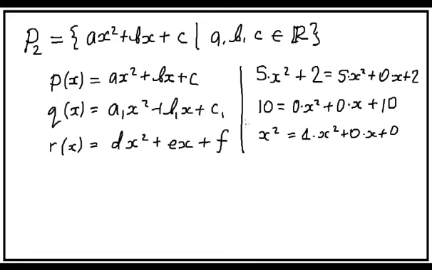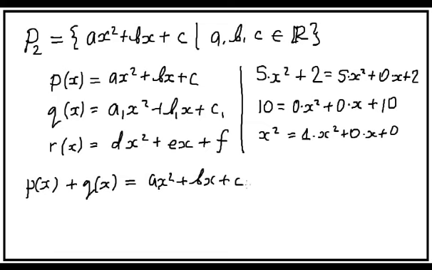So in this space, addition of polynomials and scalar multiplication are defined the usual way we expect them to be defined. P of x plus q of x is the two polynomials put together. Now, when we put together two polynomials, obviously, so I'm now using the notations I introduced earlier, a and a1.